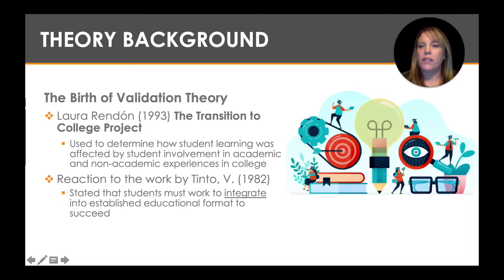The birth of validation theory. Laura Rendón was part of the Transition to College project in 1993. It was used to determine how student learning was affected by student involvement in academic and non-academic experiences in college. The project was to contrast college students who were white males from privileged backgrounds with students that challenged traditional values.